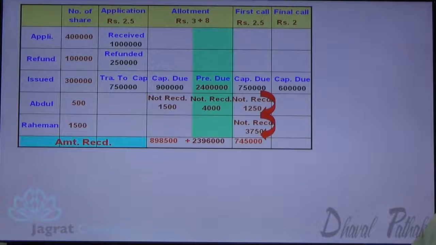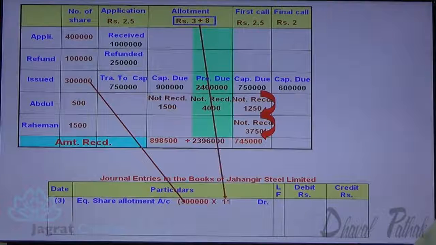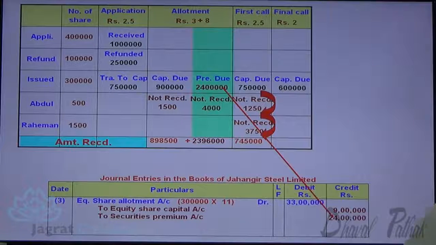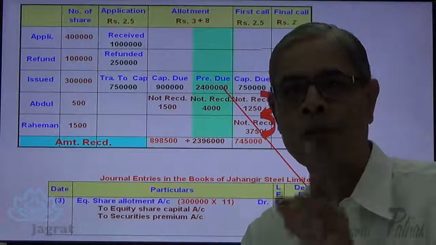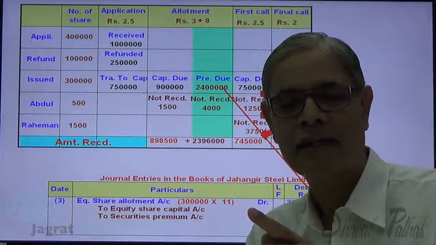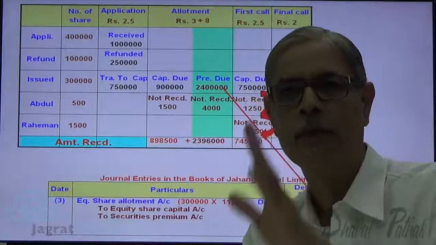Now next, amount demanded with allotment, share allotment account debit into 11. This is the amount demanded. How much against capital? Against capital demand is 9 lakhs, so equity share capital account credit 9 lakhs and security premium account is credited with 24 lakhs. Notice that security premium has been credited when it is demanded. So it has been recorded on due basis.